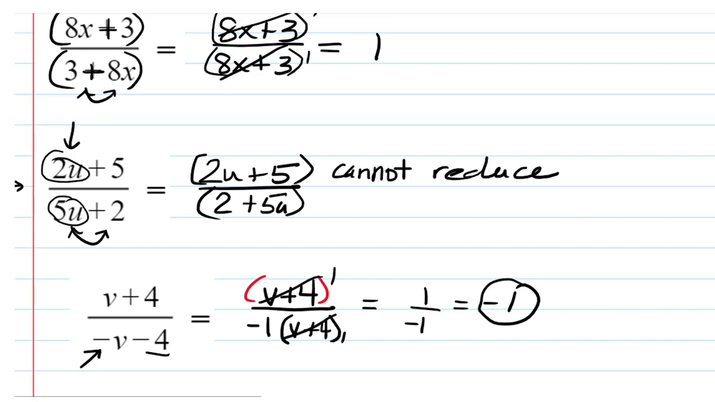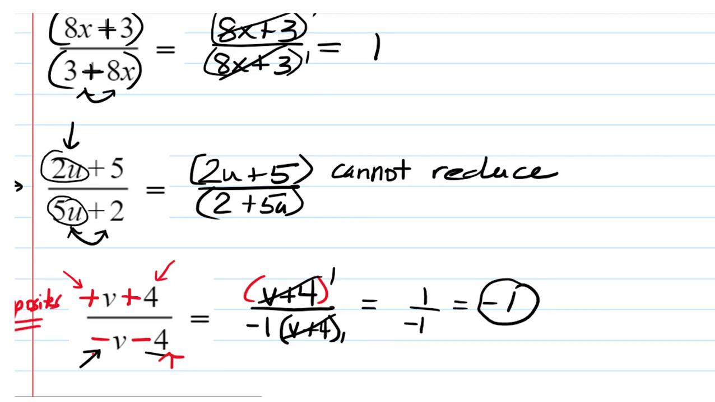Notice that in the numerator, v had a positive coefficient and 4 had a positive value as well. And in the denominator, they each had negatives. So in the top, v was positive, in the bottom it was negative. In the top, 4 was positive, in the bottom it was negative. These are opposites. Whenever both terms have exactly the opposite sign from the numerator to the denominator, that will always divide out to give you a -1.